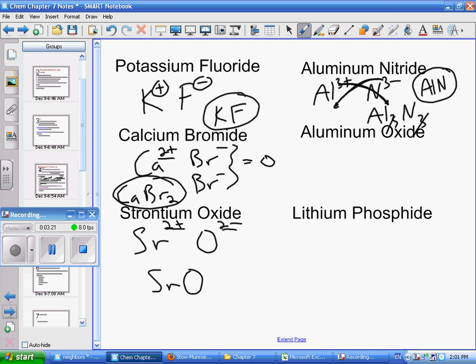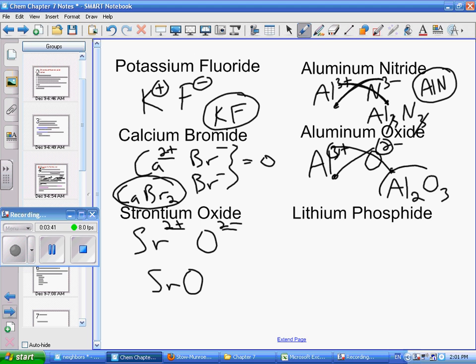Aluminum oxide. There's aluminum again. Oxide is 2 minus. Now, I notice that 2 and 3 won't reduce to anything nice and neat, whole numbers. So what I'll do is cross down immediately. I'll put the 2 here. I'll put the 3 here. Al2O3.